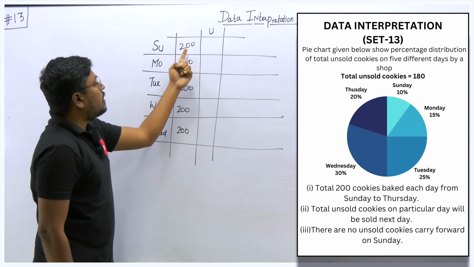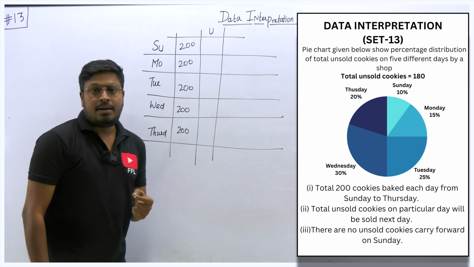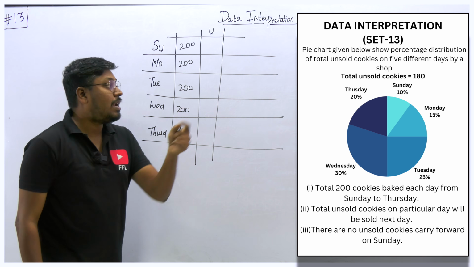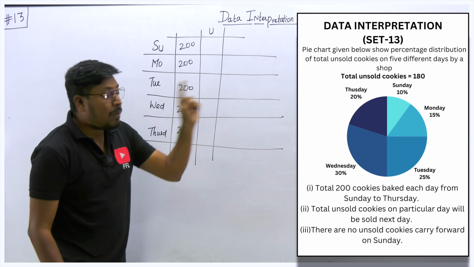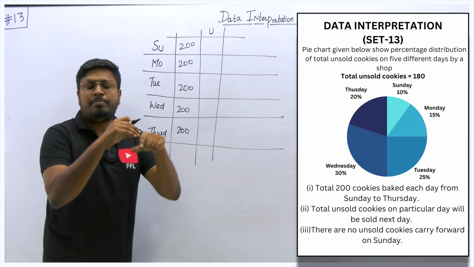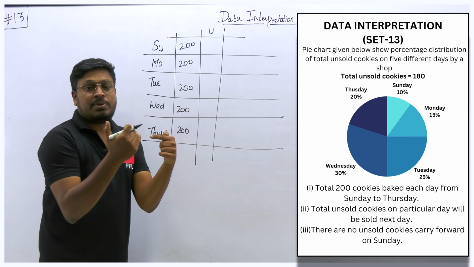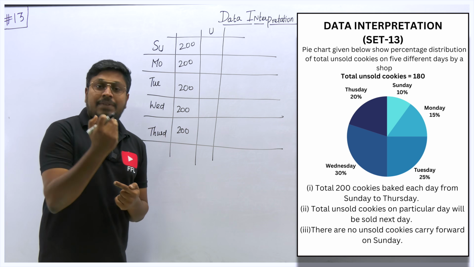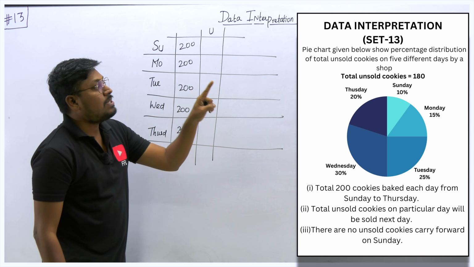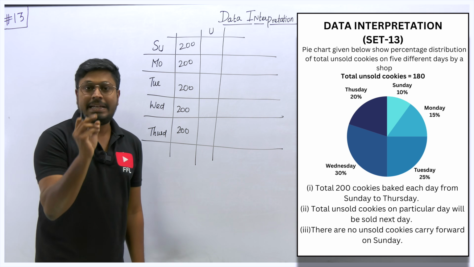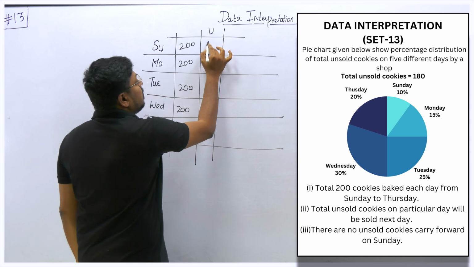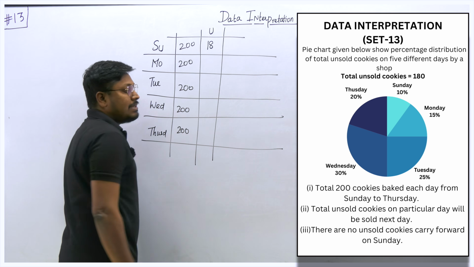So now we know that on Sunday, out of 200, what percentage of cookies were unsold? 10%. The total cookies unsold is how much? 180. They have given a point above the pie chart. Unsold cookies are 180. Out of that 180, 10% is unsold on Sunday. So out of 180, what is 10%? 18. So 18 cookies were unsold on Sunday.